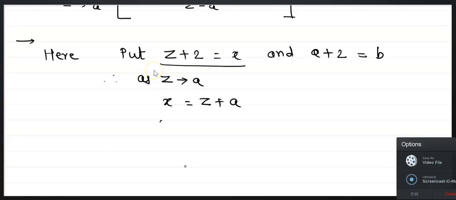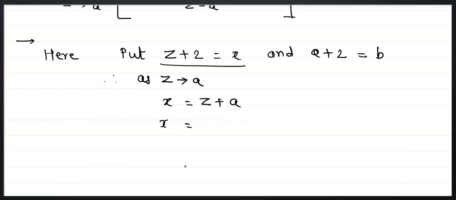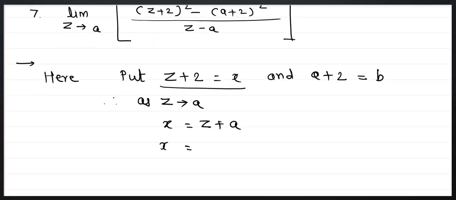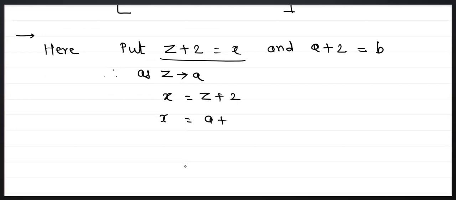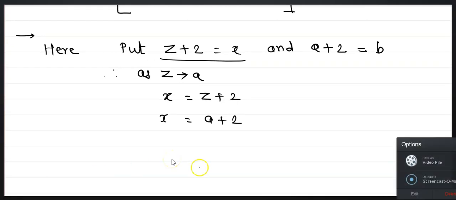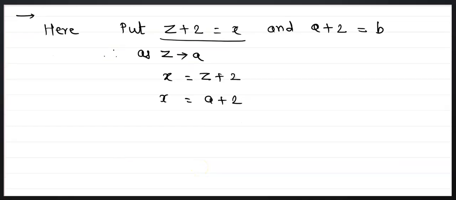Now first of all, when z tends to a, therefore x equals z plus 2. Therefore you will get x equals a plus 2, and therefore x equals a plus 2. But what is a plus 2? a plus 2 is nothing but b.